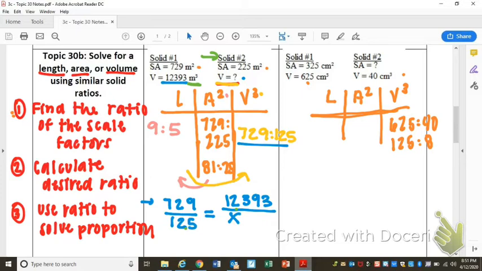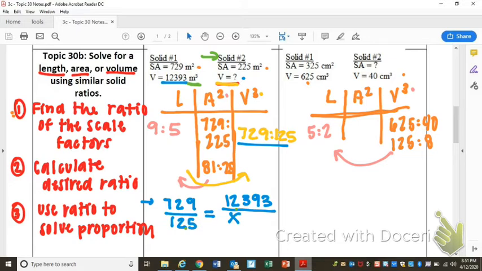So now we want to find the ratio of our scale factors first. So we're going to work our way backwards. Whenever we work our way backwards, we're going to root based off of whatever we're starting with. So we're going to take the cube root of both 125 and 8. So the cube root of 125 is going to be 5, and the cube root of 8 is going to be 2.